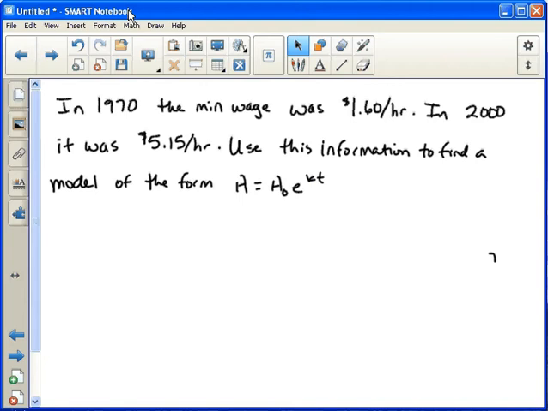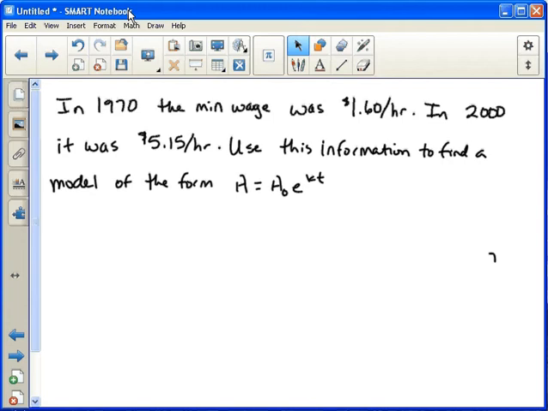To wrap up this unit, we're going to look at how we can create models of real-life events using logarithms and exponential equations. So we're going to look at this first one. It says in 1970, and this is true, these are true data, in 1970 the minimum wage was $1.60 per hour. In the year 2000 it was $5.15 per hour. Use this information to find a model of the form A equals A naught e to the kt.